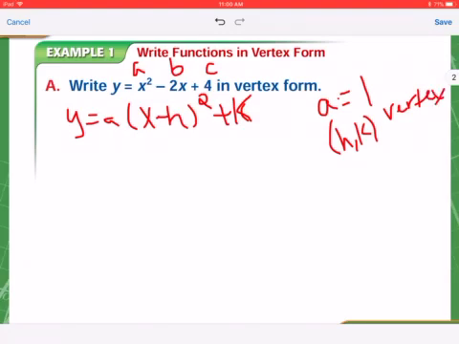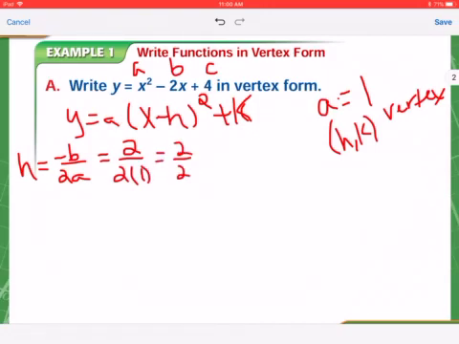So to solve for the vertex, we have to find h. To find h, you do negative b over 2a. So b is negative 2, so the opposite of b would be a positive 2, over 2 times a, which is 1, which would give us 2 over 2, which is 1. So the x of my vertex, the h, is 1.